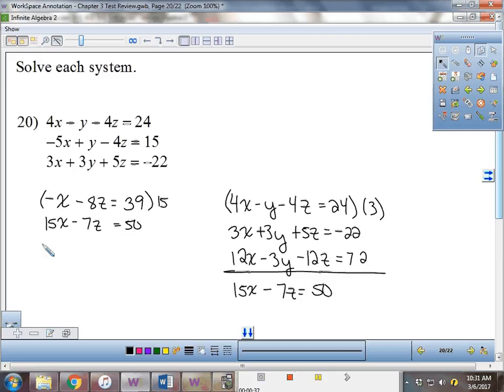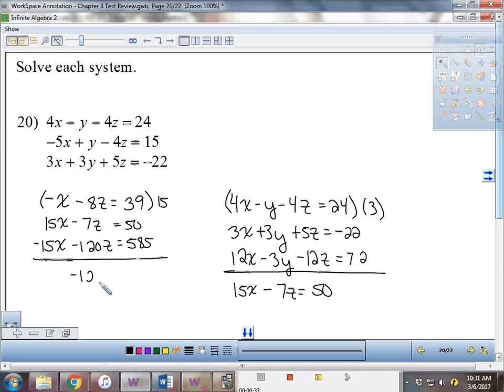So this would give me negative 15x. 15 times 8 is 120, so negative 120. And then 39 times 15 is 585. So now I'm ready to add these two together. This will cancel. This gives me negative 127z is equal to 585 plus 50, which would be 635.